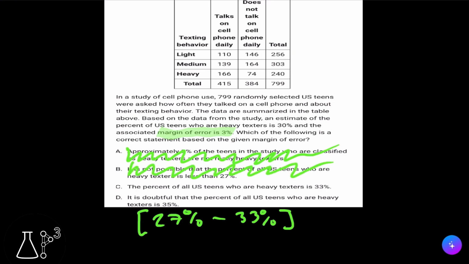The percent of all U.S. teens who are heavy texters is 33%. That's incorrect because, remember, we have a range of 27% to 33%. So it could be any number between those two values. So C is going to be incorrect.